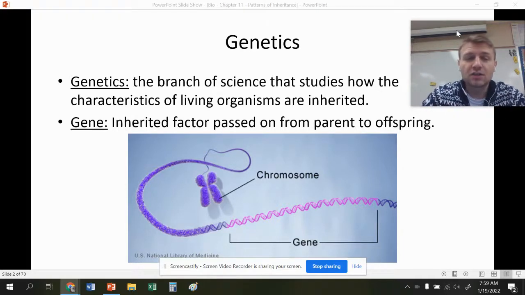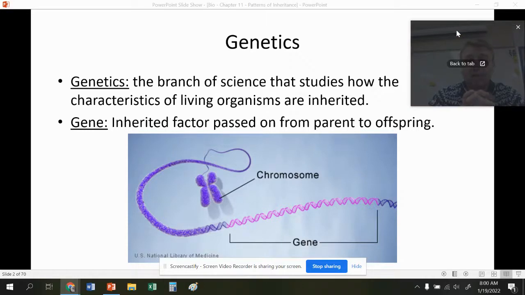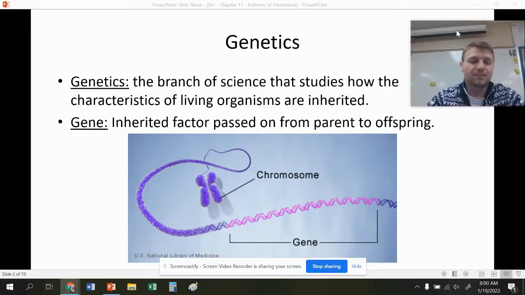All right, genetics. This is just the whole branch of science. It's going to look on how characteristics are passed from one generation to the next. You can see we're going to be going over genetics in this whole chapter. So it's a pretty beefy chapter. There's a lot of material in this. But yeah, this is just the whole field of genetics.